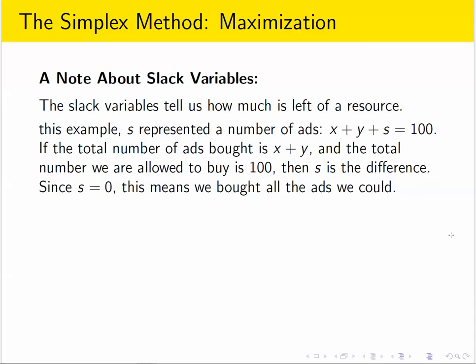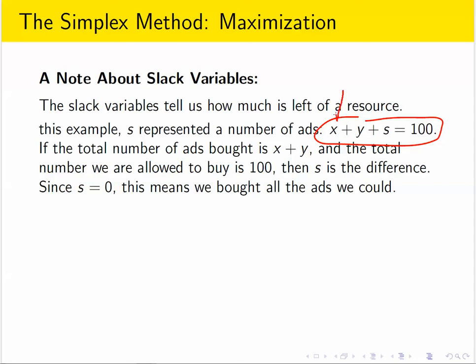Now, let's also mention a little bit about the slack variables. The slack variables tell us how much is left of a resource. So for example, the variable s in this problem was part of the equation that came from the constraint on the number of ads we could buy.